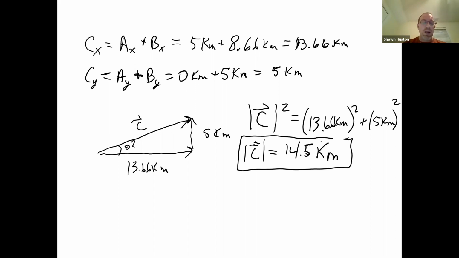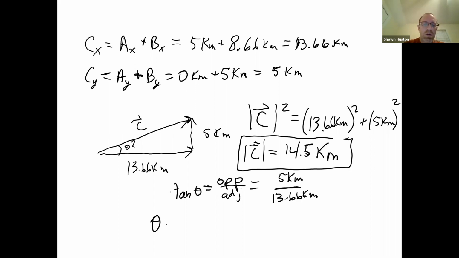Now I still have to figure out the direction. In order to figure out the direction, I can use tangent. I can actually use any one of the trig functions I want, but I'm going to stick with tangent. Tangent is opposite over adjacent. So this is 5 kilometers over 13.66 kilometers. So theta is going to be the inverse tangent of 5 over 13.66. The kilometers cancel each other out.